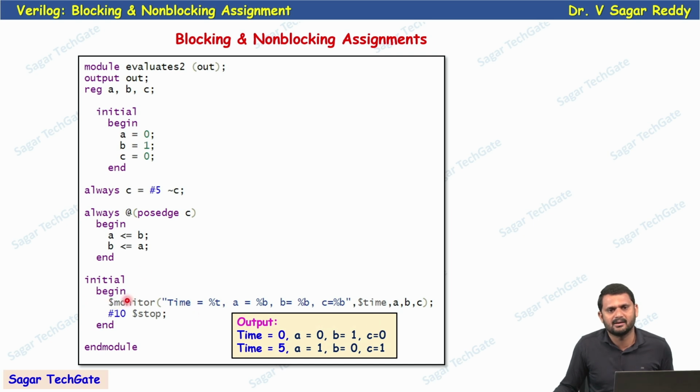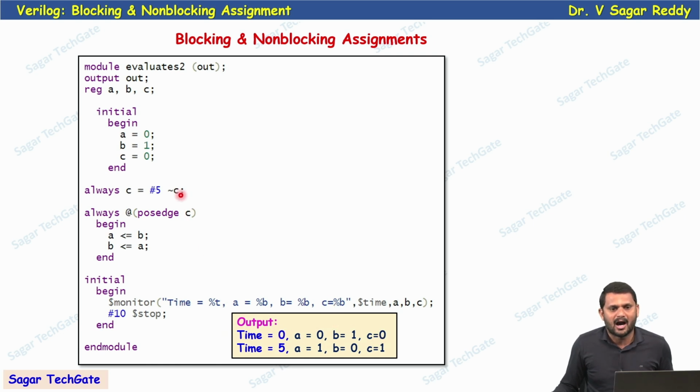Why will this monitor trigger? We have some default values, A, B, C as X. Understood? Now if we change the values to 0, 1, 0, then it will execute at 0 simulation time. So what is this? $time returns the current simulation time. Already we discussed this in the data types, I think. Right, so time 0, A equal to 0, B equal to 1, C equal to 0.